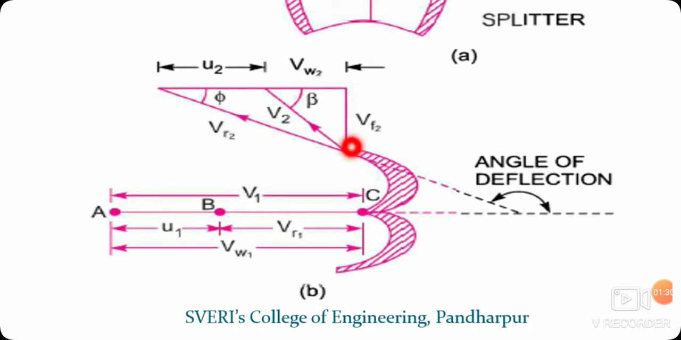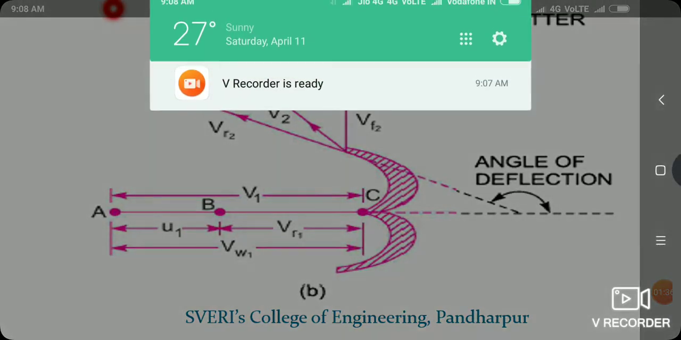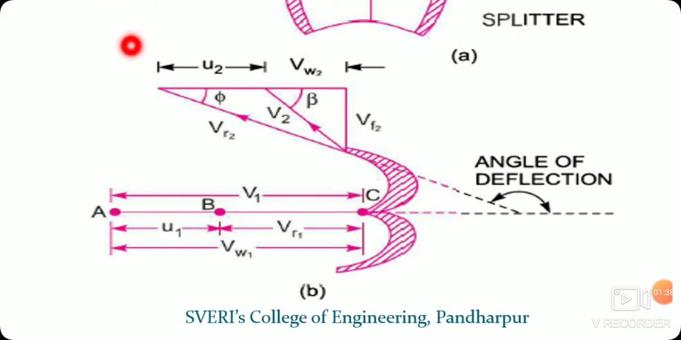As the vertical component of V1 is absent, we can say that Vf1 is equal to 0. And since Vf1 is equal to 0, Vw1 is equal to V1. Now I will explain the velocity triangle of the Pelton wheel turbine.